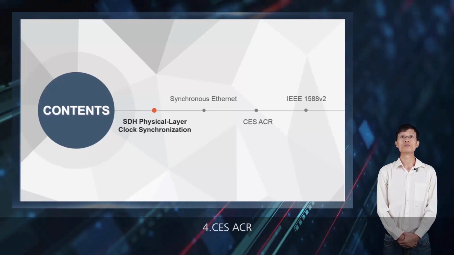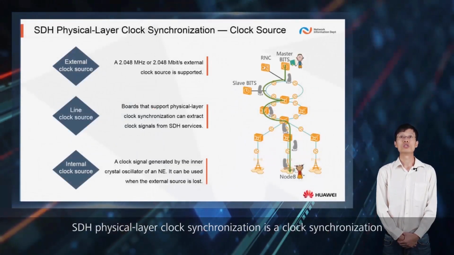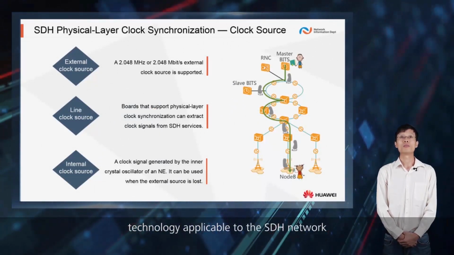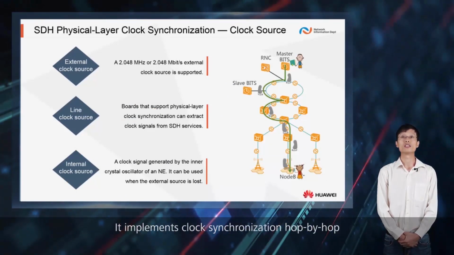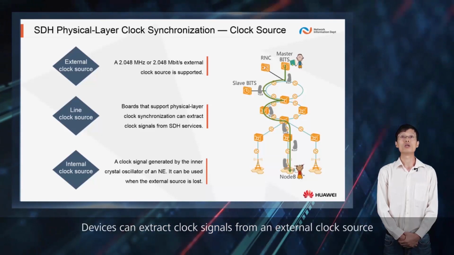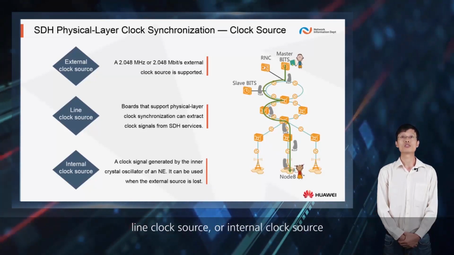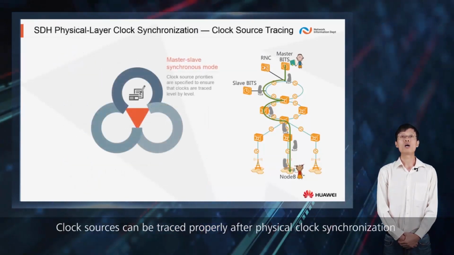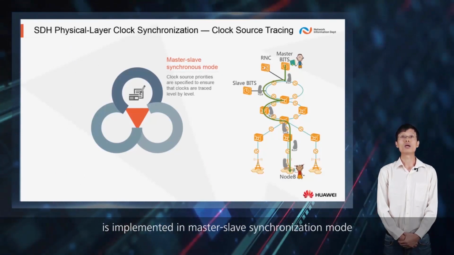4. CES ACR. SDH, physical layer clock synchronization, is a clock synchronization technology applicable to the SDH network. It implements clock synchronization hop by hop. Devices can extract clock signals from an external clock source, line clock source, or internal clock source. Clock sources can be traced properly after physical clock synchronization is implemented in master-slave synchronization mode.